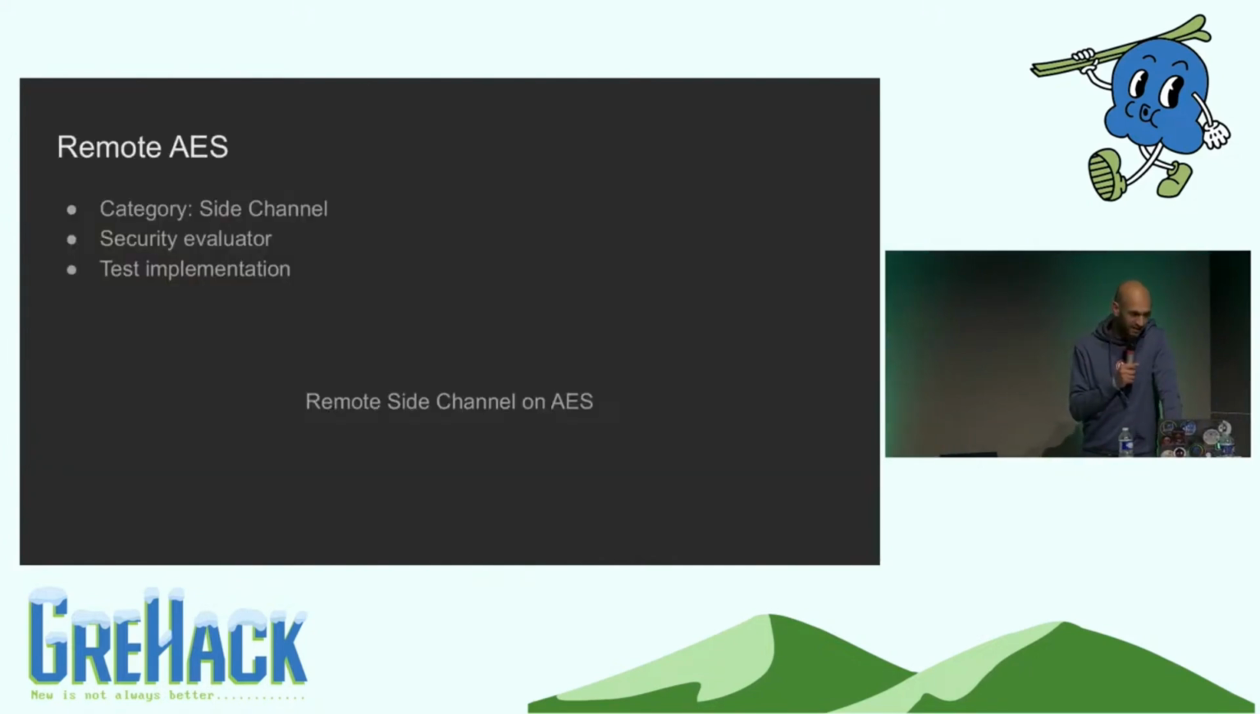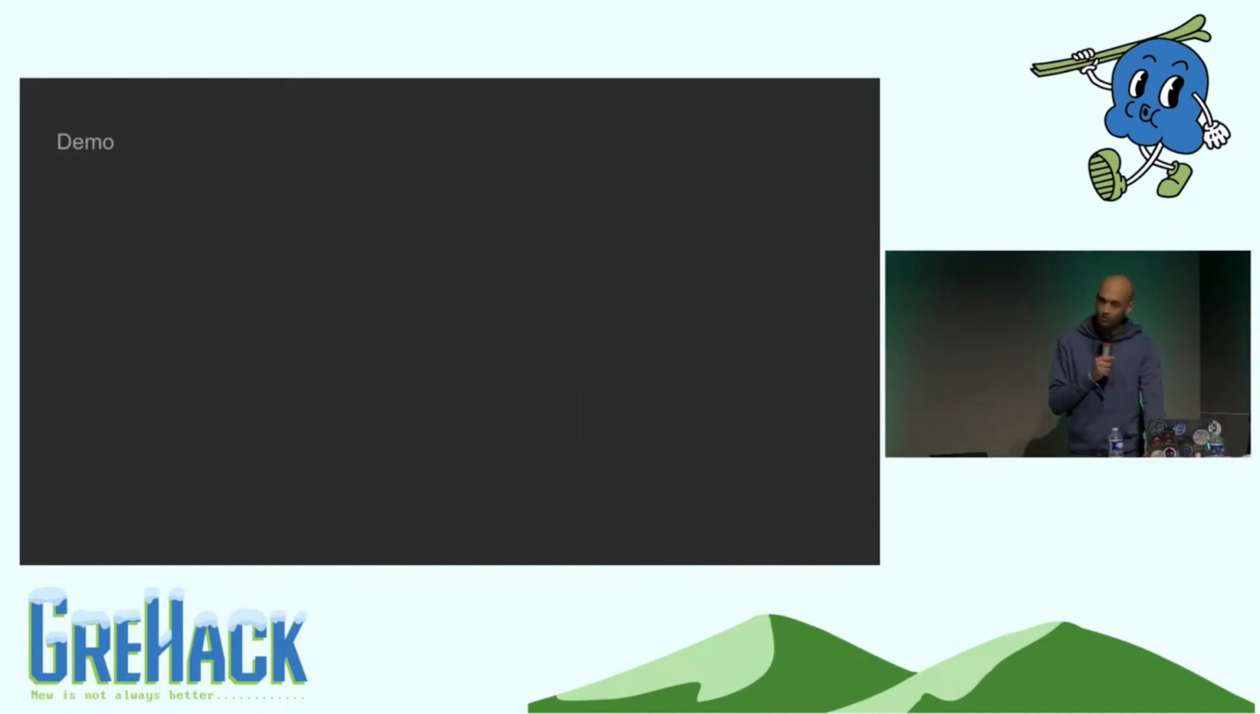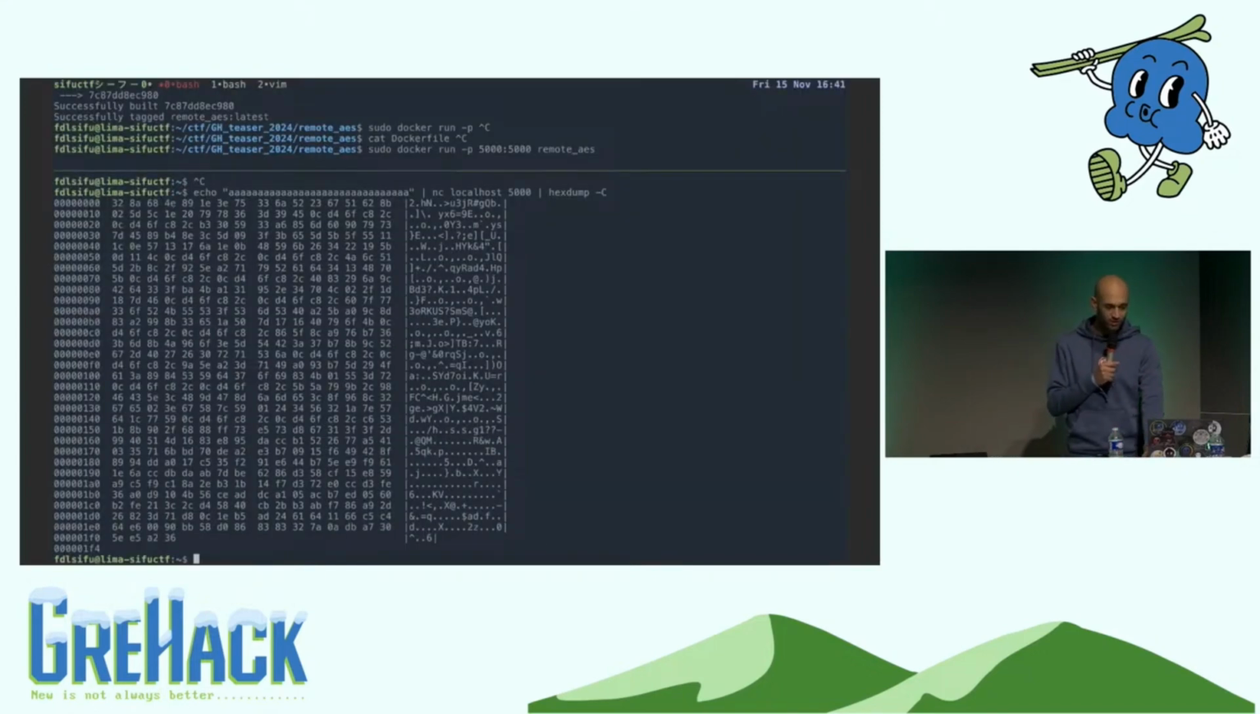So basically, the category, as I said, was side channel. We talked about security evaluator, and we also mentioned that it is a test implementation. So basically, it's a remote side channel attack on AES. I would like to do a demo, but the problem is that it's not my computer, so I did some screenshots.